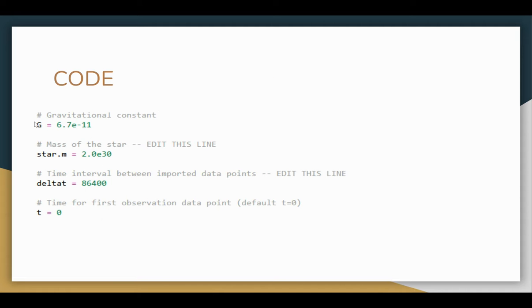So for our initial conditions, we had the gravitational constant set to 6.7 times 10 to the negative 11, the mass of the star as 2 times 10 to the 30th, and also the change in time, the time interval, set as 1 day or 86,400 seconds.